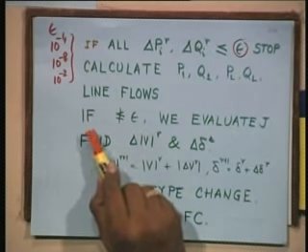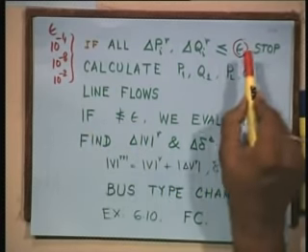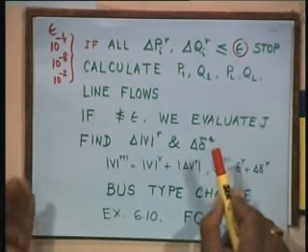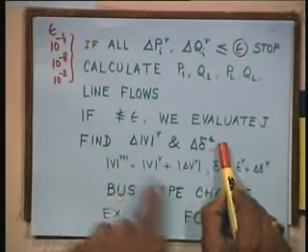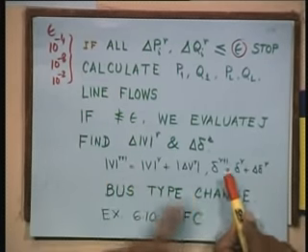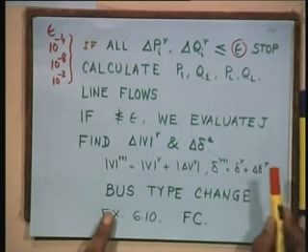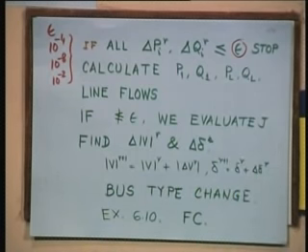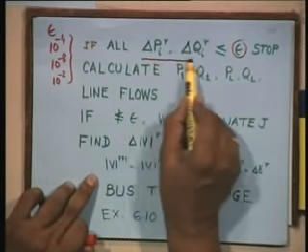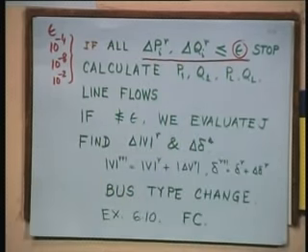If this is not less than epsilon, then we evaluate the Jacobian again, we find out the correction vector, delta VR and delta R, add it to the earlier one, get new VR plus 1, get new delta R plus 1 and continue. Continue what? Not till eternity, till these conditions get satisfied, and that is the end of your load flow solution.